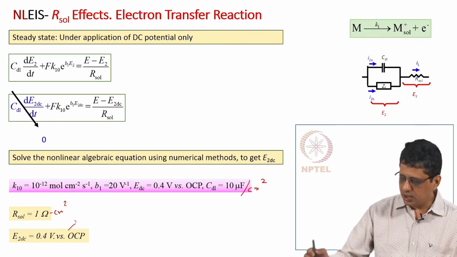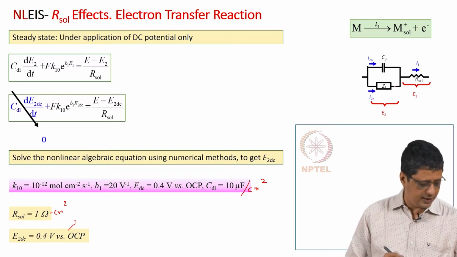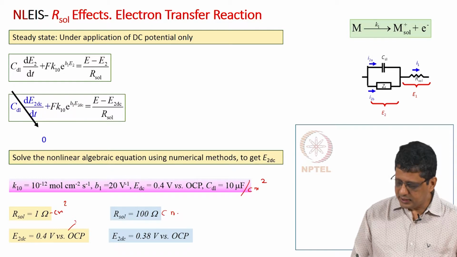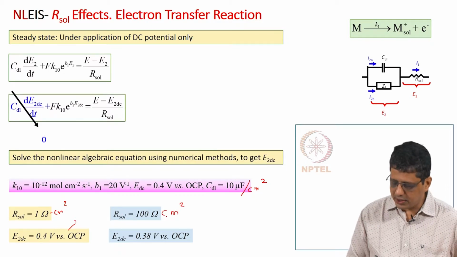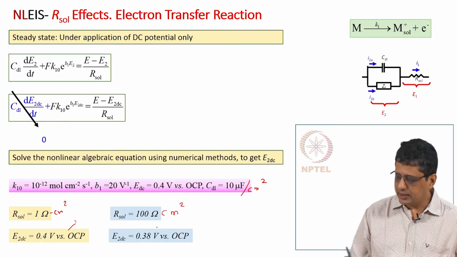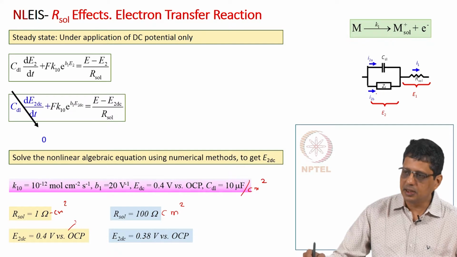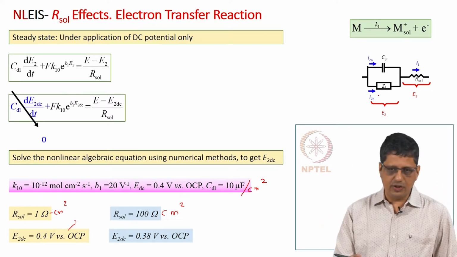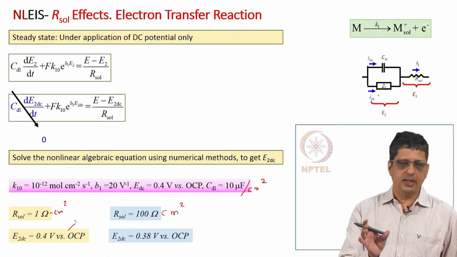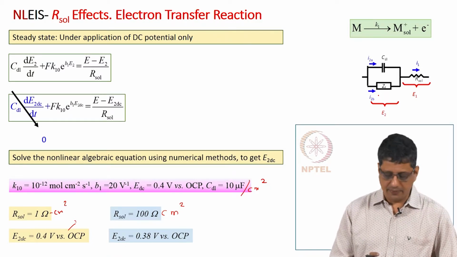That means the potential drop, most of it occurs across the interface. If we change the solution resistance to 100 ohm centimeter square, about 20 millivolts occurs across the solution resistance, 380 millivolts still occurs across the interface. If I make the solution resistance even larger, then you would see that more potential drop occurs across the solution.